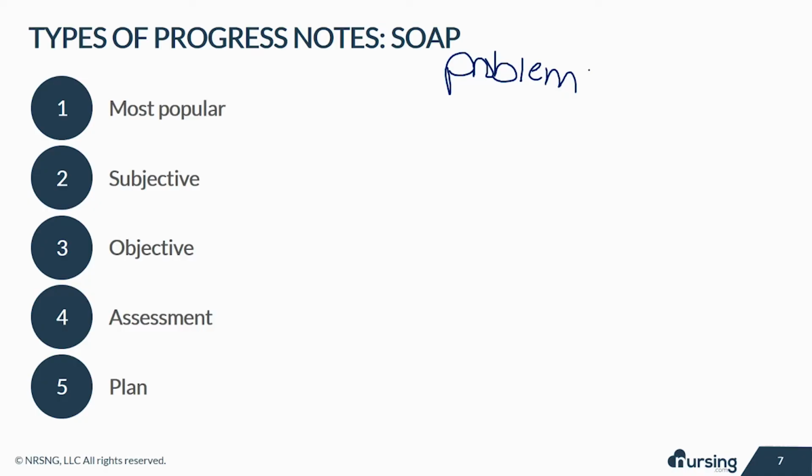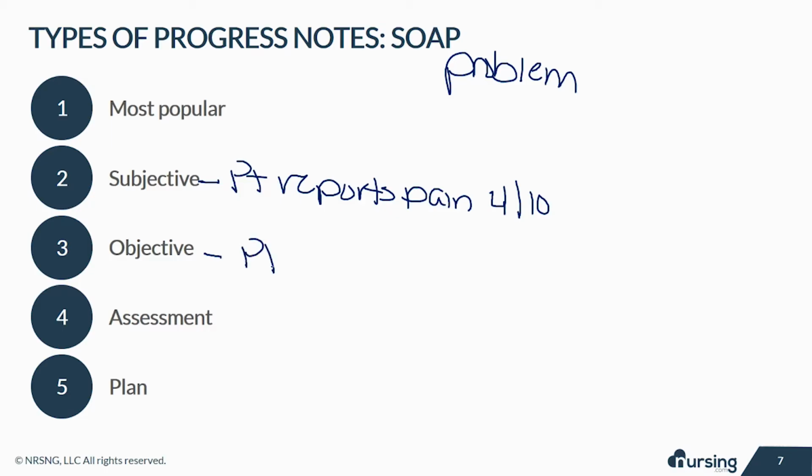All right. So let's say we have a patient who just had abdominal surgery 2 days ago. The SOAP note may look something like this. Patient reports pain and itching around the surgical site. The patient states the pain is a 4 out of 10 and throbbing. Okay. That's your subjective information.